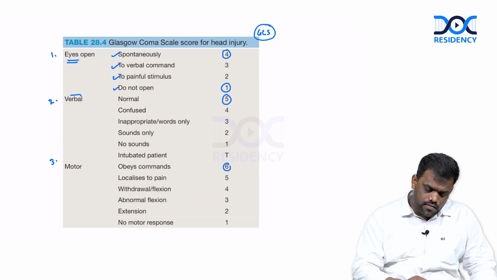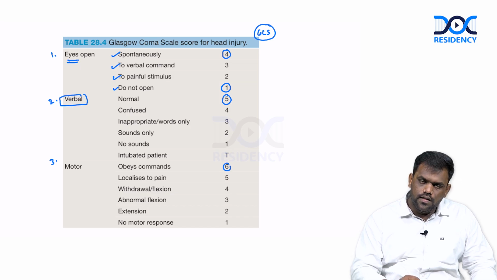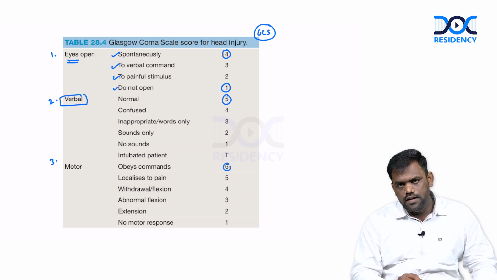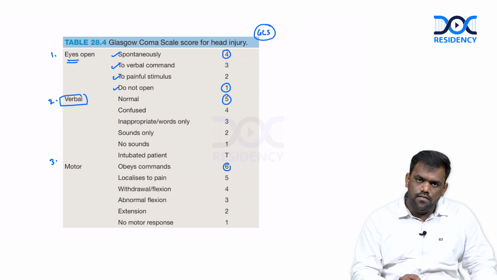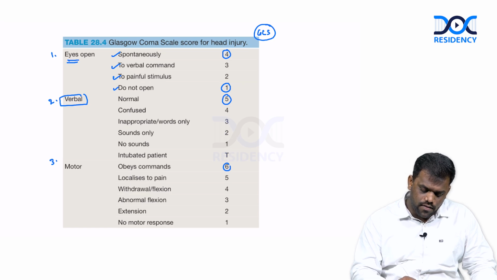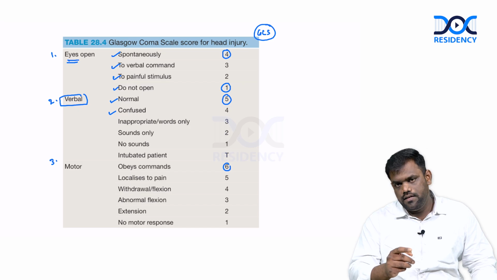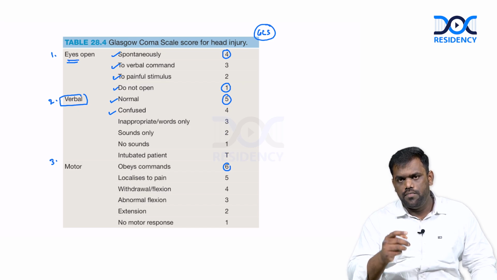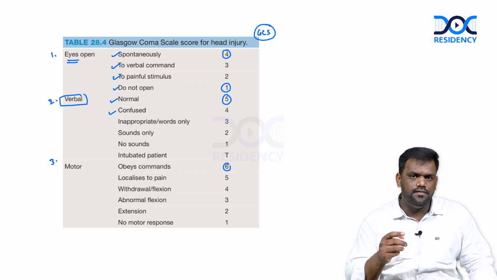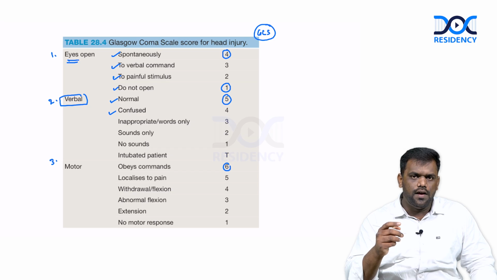Let us come to the verbal response. Suppose you ask the patient some questions, like, what is your name? If the patient responds normally to that question, his verbal response is normal, that is 5. Suppose he is telling something different. He is confused. Suppose you are asking what is your name, but he says I am coming from Chennai. So, he is confused.